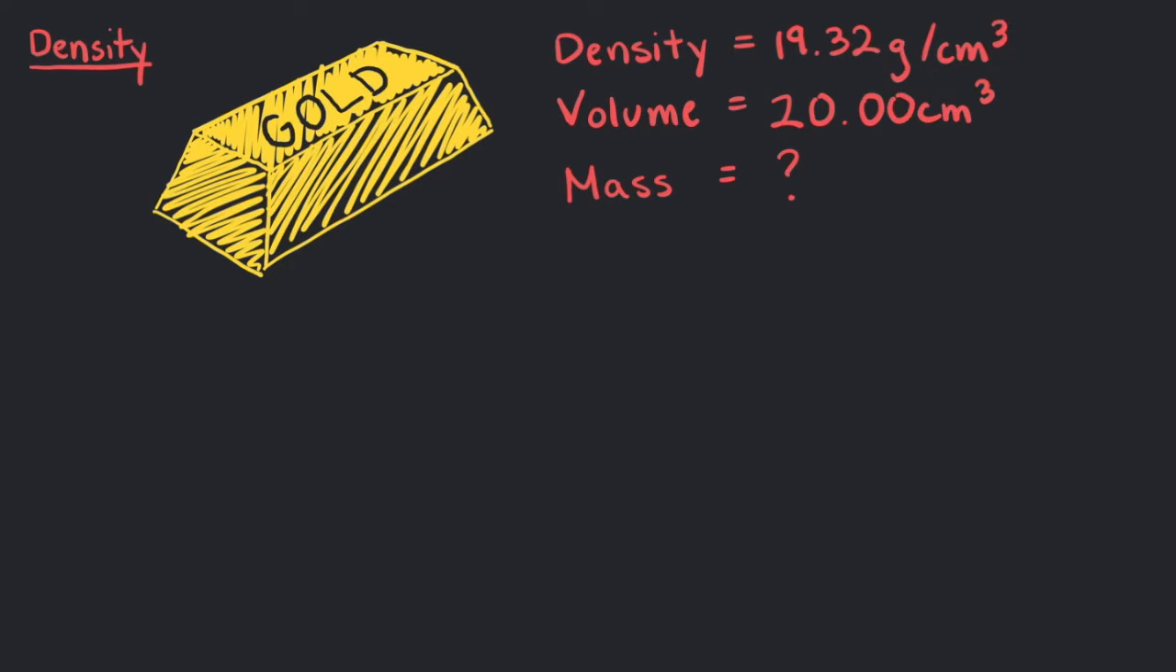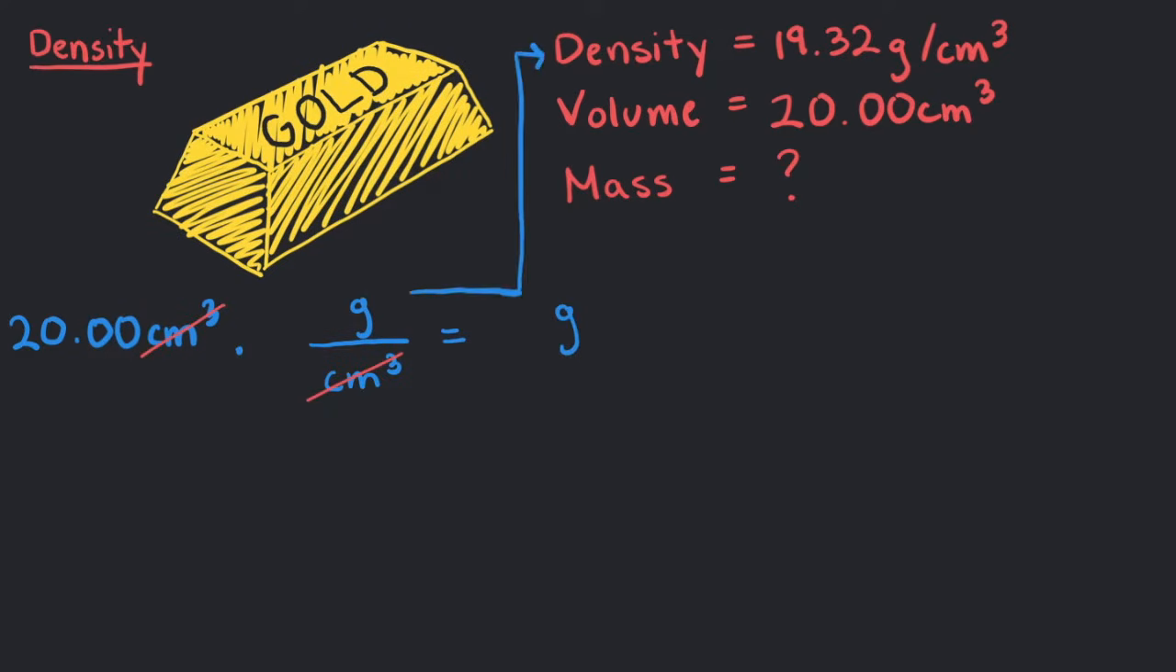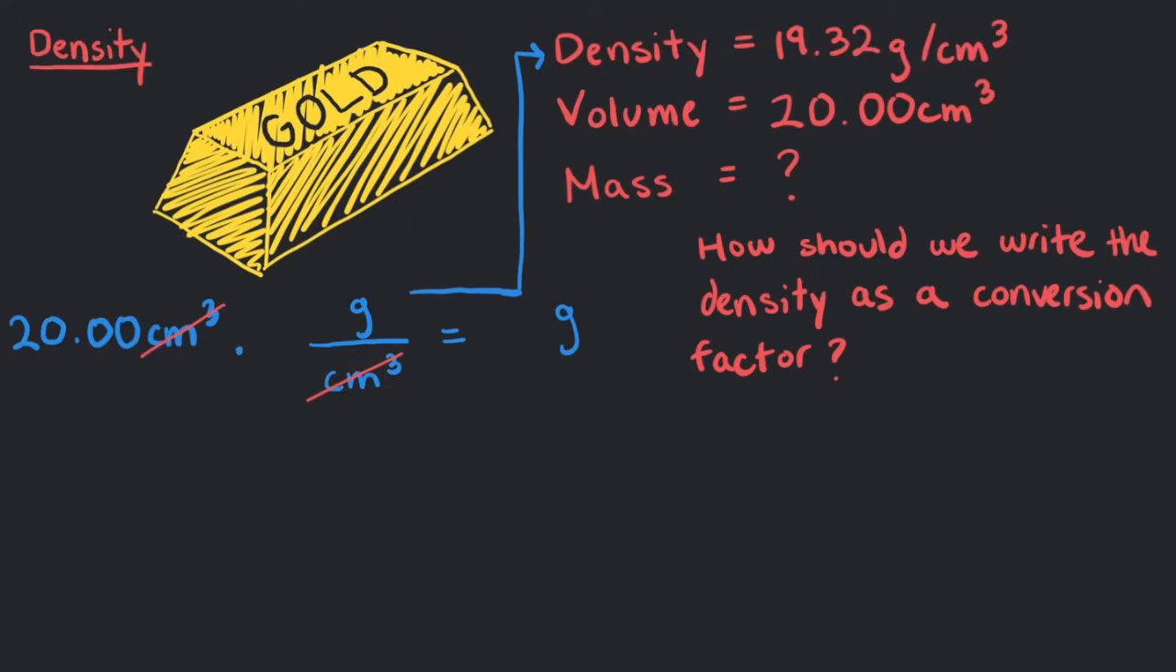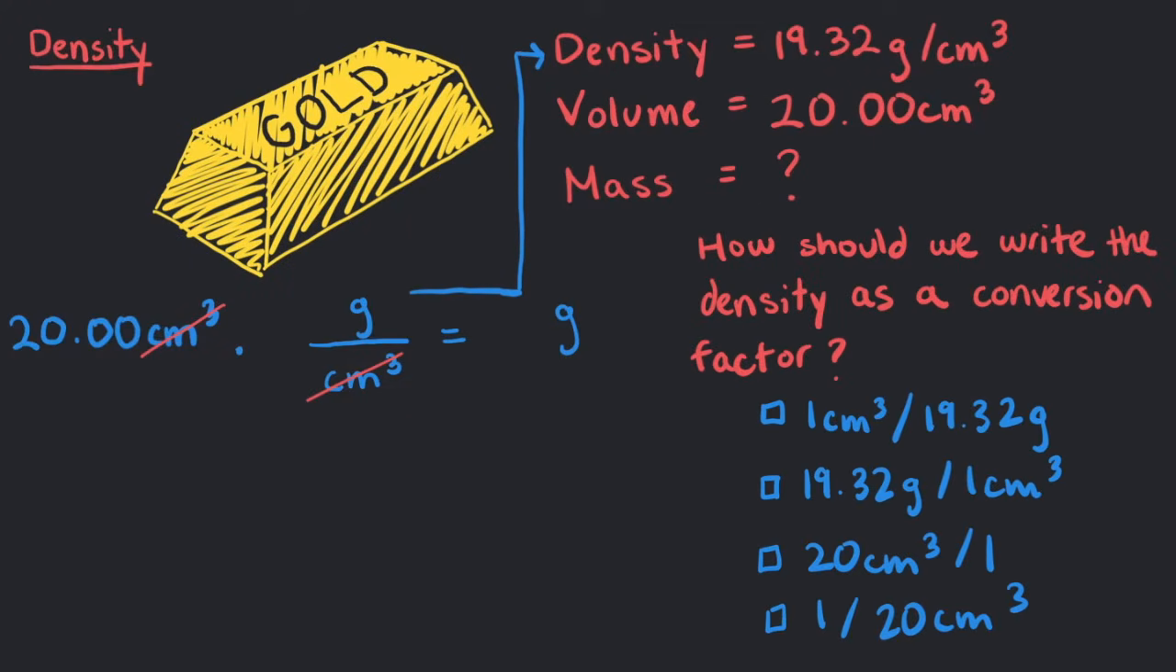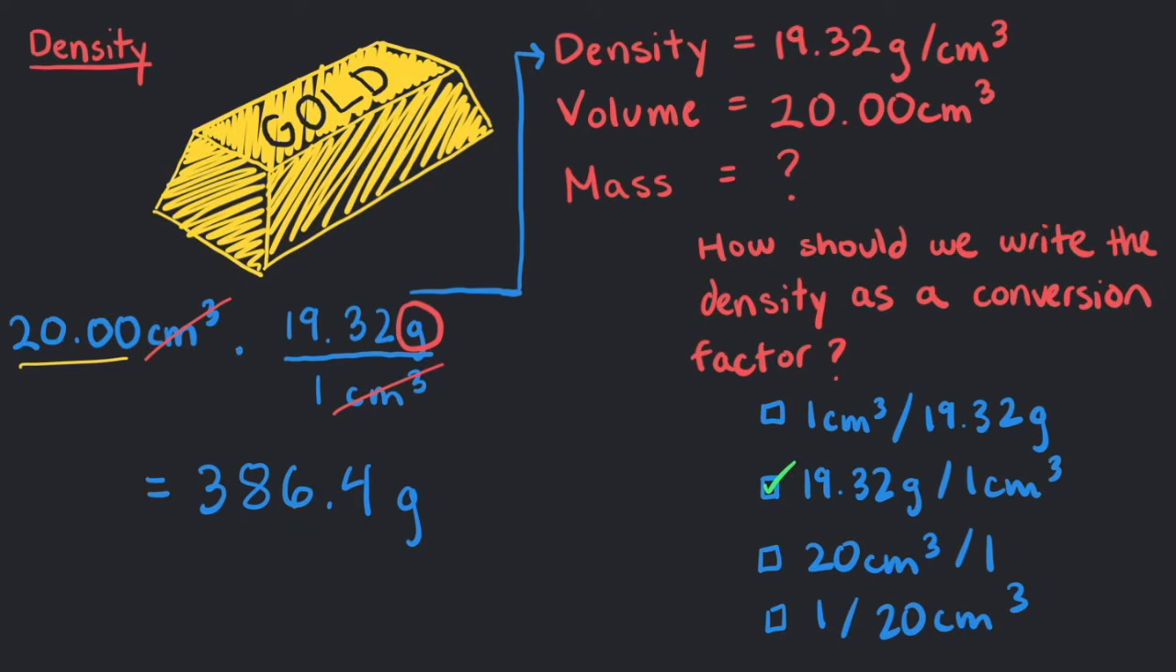Start by writing down the volume of 20 cubic centimeters. We want the volume units to cancel out, so we are only left with the mass. This means we need to multiply it by the density. How should we write the density as a conversion factor? That's right. We want to multiply 20 cubic centimeters by 19.32 grams over 1 cubic centimeter. This way, the cubic centimeters are canceled out, and we are left with grams. 20 times 19.32 equals 386.4 grams of gold.